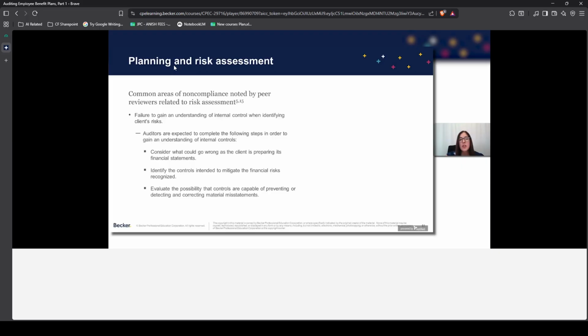So as the auditor, you are expected to gain an understanding of internal control to consider what could go wrong, to identify the controls to mitigate the financial risks, and then evaluate the possibility that controls are capable of preventing or detecting and correcting material misstatements.